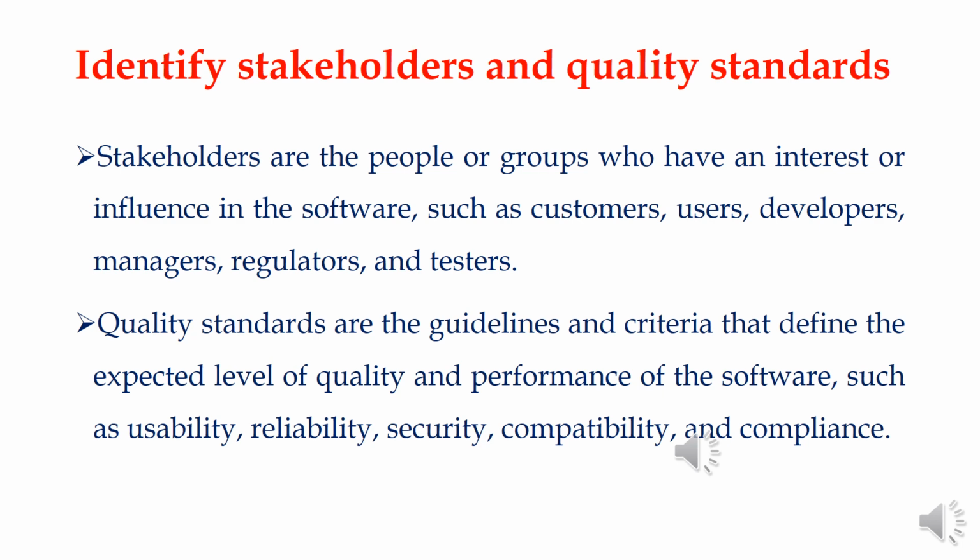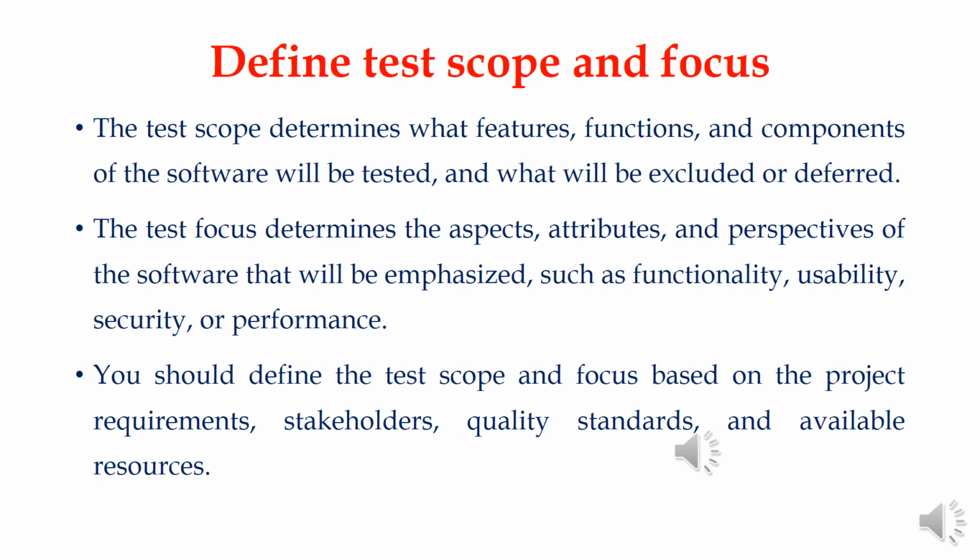Quality standards are the guidelines and criteria that define the expected level of quality and performance of the software, such as usability, reliability, security, compatibility, and so on. Then define the test scope and focus. The test scope determines what features, functions, and components of the software will be tested and what will be excluded or deferred. The test focus determines the aspects, attributes, and perspectives of the software that will be emphasized, such as functionality, usability, security, or performance. So you should define the test scope based upon the requirements, stakeholders, and quality standards.